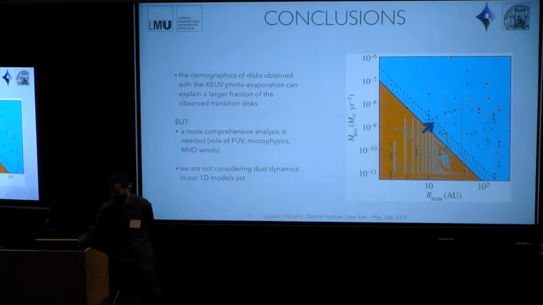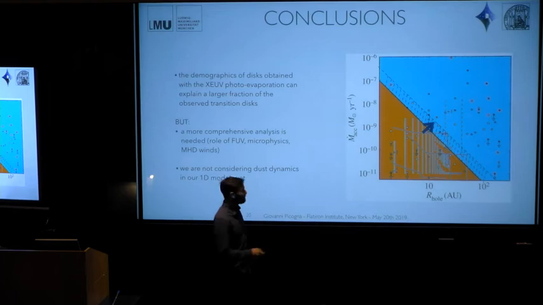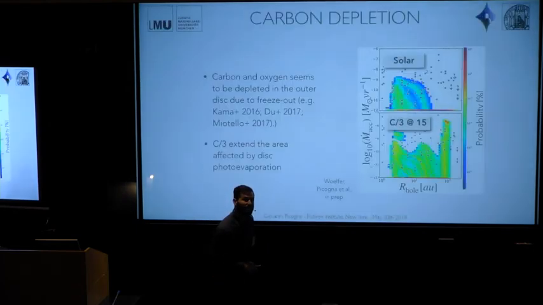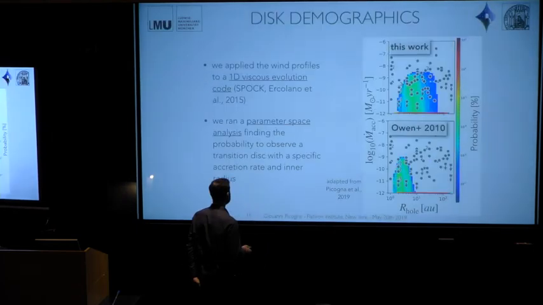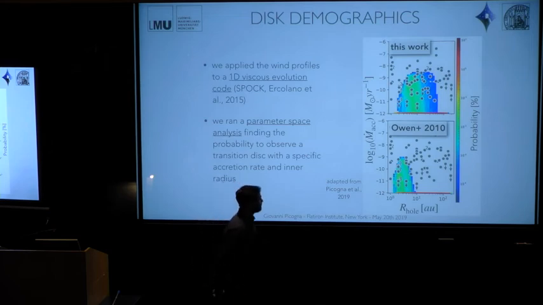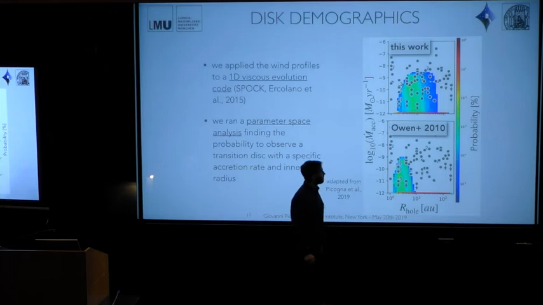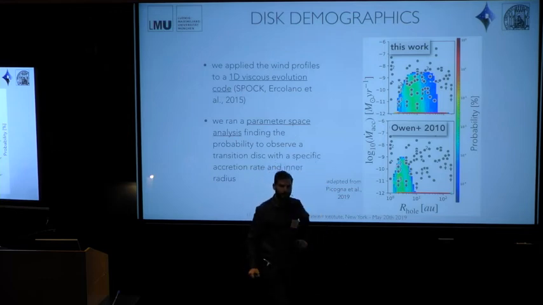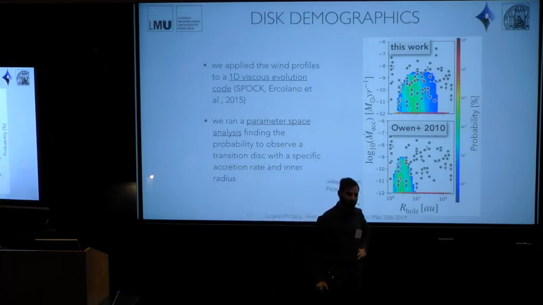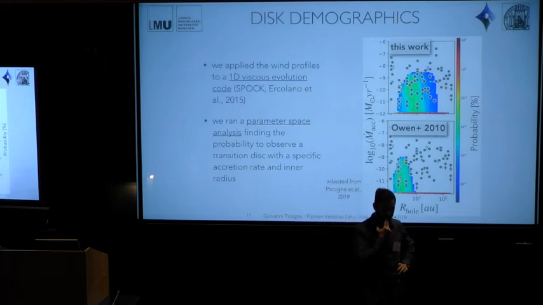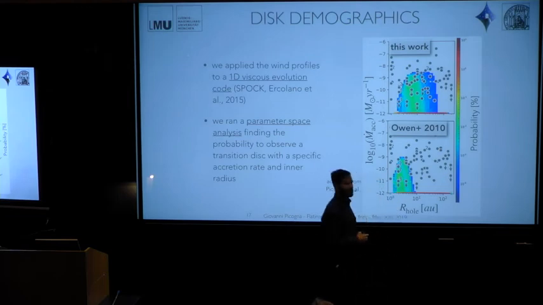Go back three slides. To which slide? 17. Yes, I guess the one before this one. So that's an update on James' work. James had a figure like that too, and I asked James before, so I ask you now: how is the probability calculated? Yeah, so we run 1,000 of these 1D viscous evolution simulations.